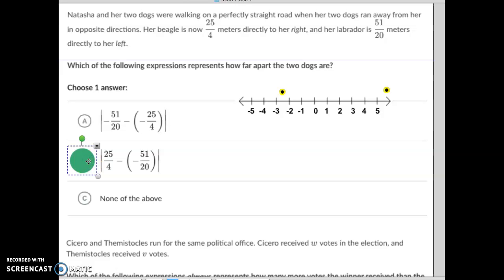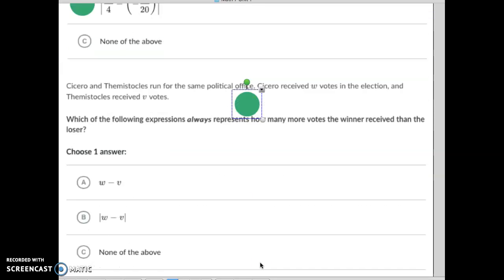Let me copy my little thing there so I have it for the next one. Now, voters.